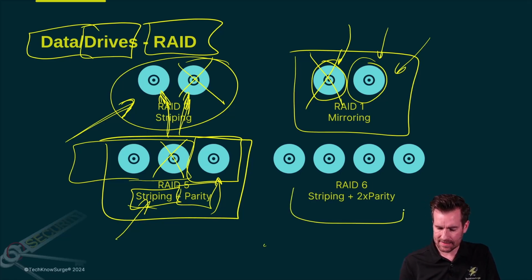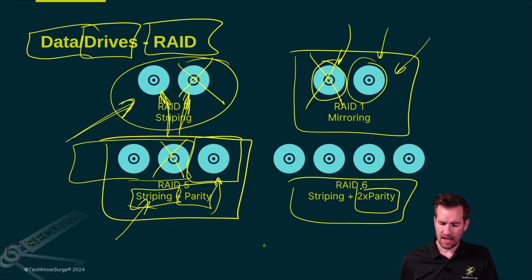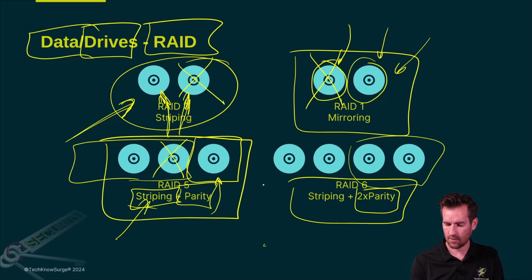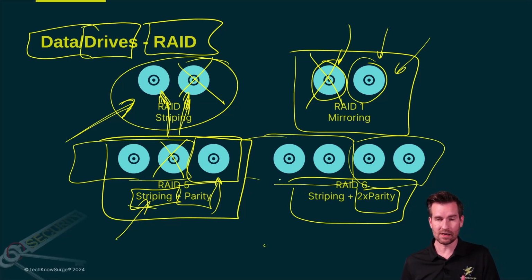A RAID 6 is the same way, except it has 2 parity disks. So we can lose 2 drives if we have 2 parity disks and still recreate the data. And remember, we could have 2 of the drives being mirrored, or 3 or 4. We can also have multiple drives that are being striped to.